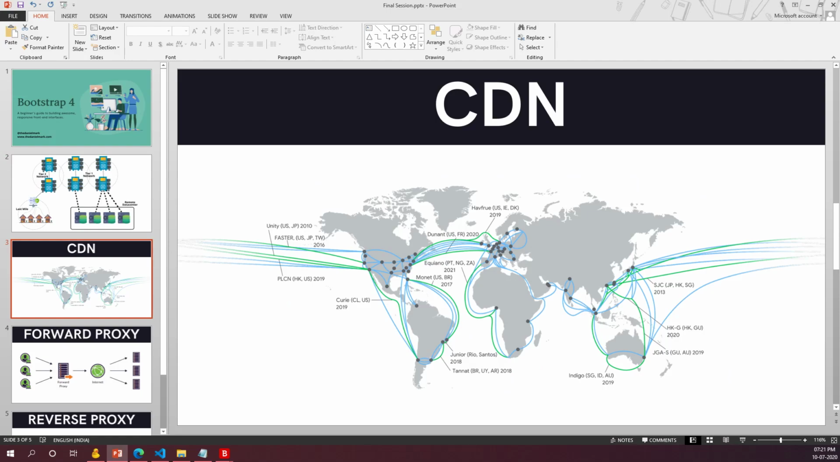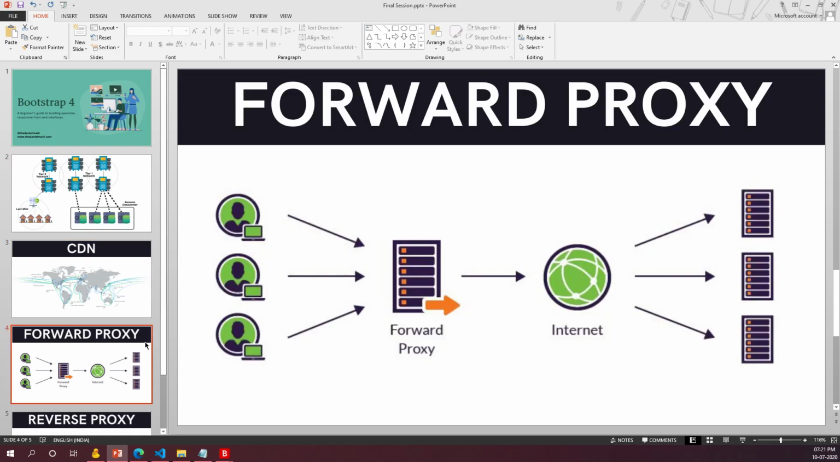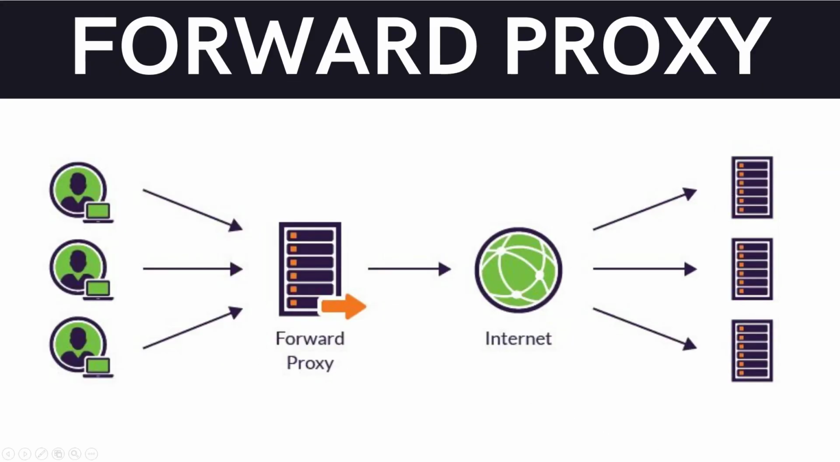I told you what a CDN is. This is Google's CDN network. There comes a forward proxy. So what exactly is a forward proxy? Imagine you all have heard of VPNs, right? I'm sure all of you would have heard of VPNs. All of you know what a VPN is, right? Just say yes if you've heard of a VPN and you know what it does.